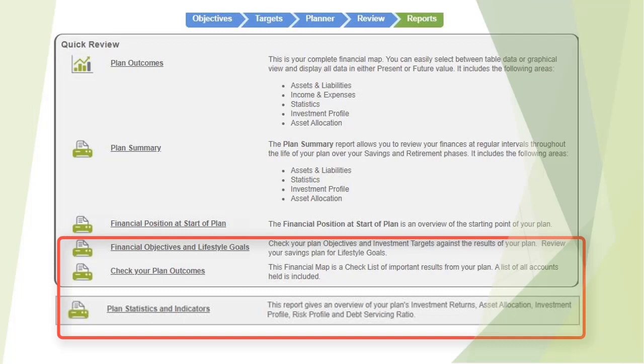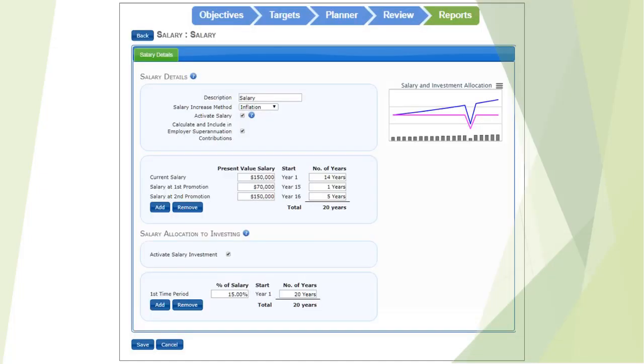Financial objectives and lifestyle goals, plan statistics and indicators, check your plan outcomes. For demonstration purposes, screenshots will be a 20-year savings plan for a single person.